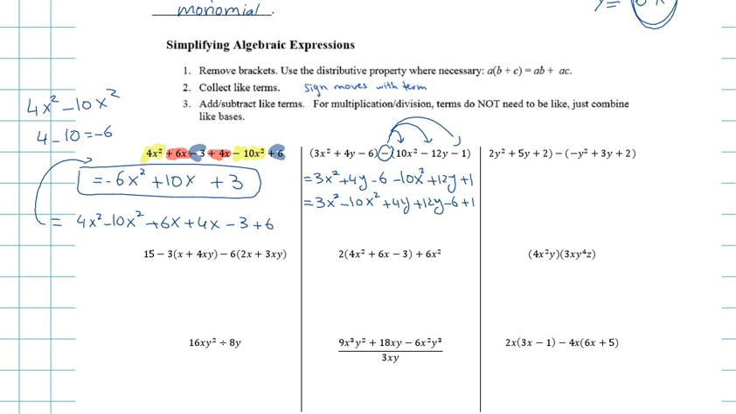What's 3x squared minus 10x squared? Minus 7x squared. Okay, excellent. 4y plus 12y is 16y. And negative 6 plus 1 is minus 5. Excellent. Am I done? Yes, and there's nothing more I can do.